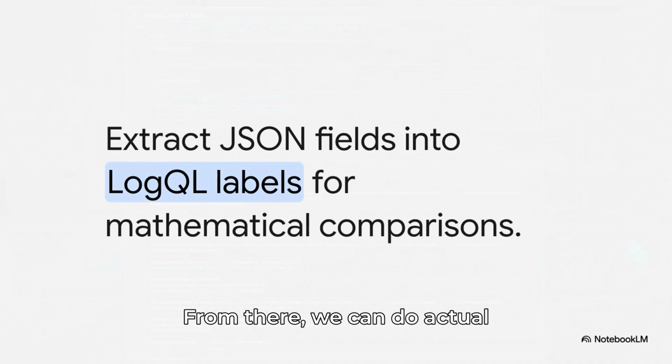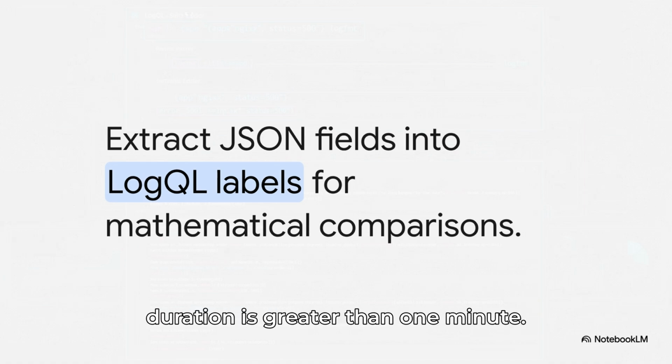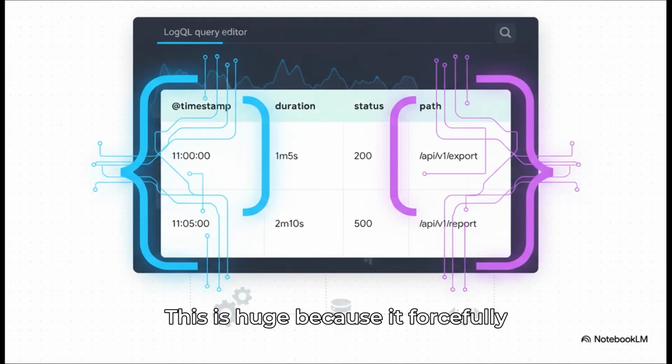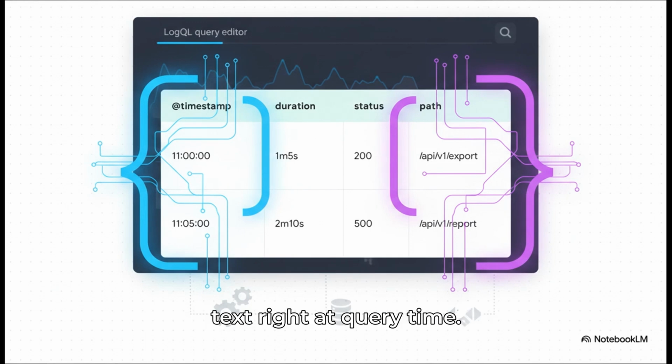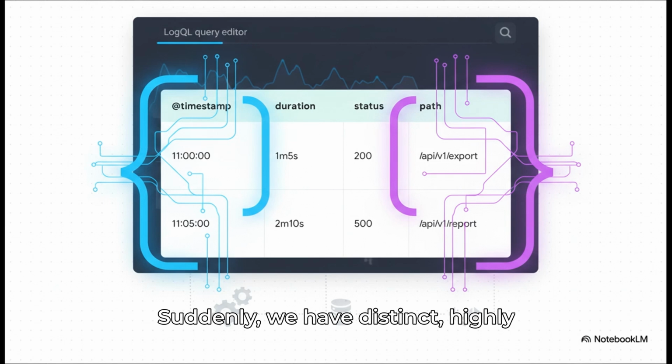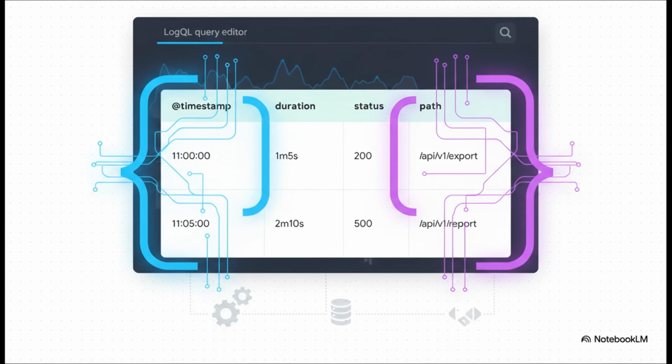From there, we can do actual mathematical comparisons, like filtering for requests where the duration is greater than 1 minute. This is huge because it forcefully extracts structured data from raw text right at query time. Suddenly, we have distinct, highly usable columns for duration, status, and path. This is the exact stepping stone that makes complex metric analysis possible.